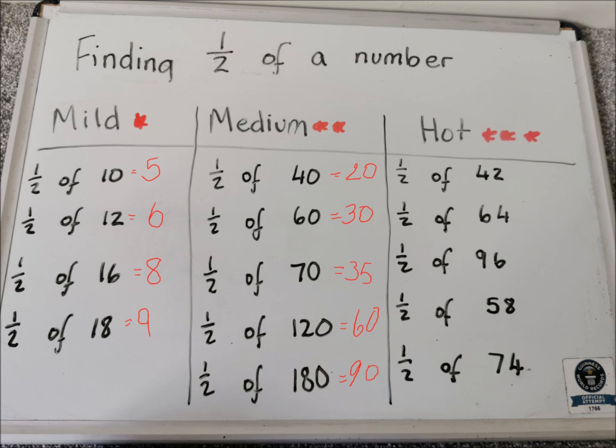For hot, so taking it up a level, half of 42 is 21, half of 64 is 32, half of 96 is 48, half of 58 is 29, and half of 74 is 37.